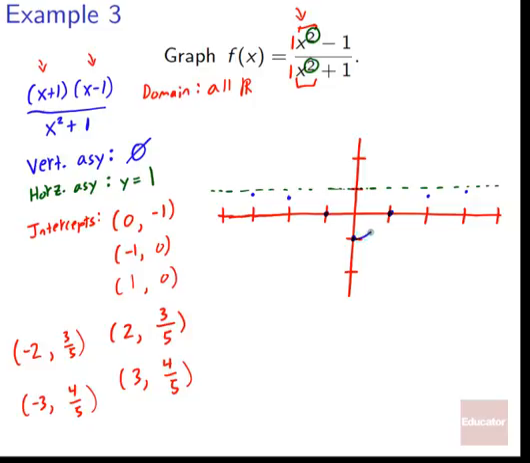We're going to see a curve like this, where it gets really, really close, but it'll never quite touch that horizontal asymptote. Goes through our points, nice, smooth curve. It's really close to the horizontal asymptote, but manages to never quite touch it, symmetric left and right.